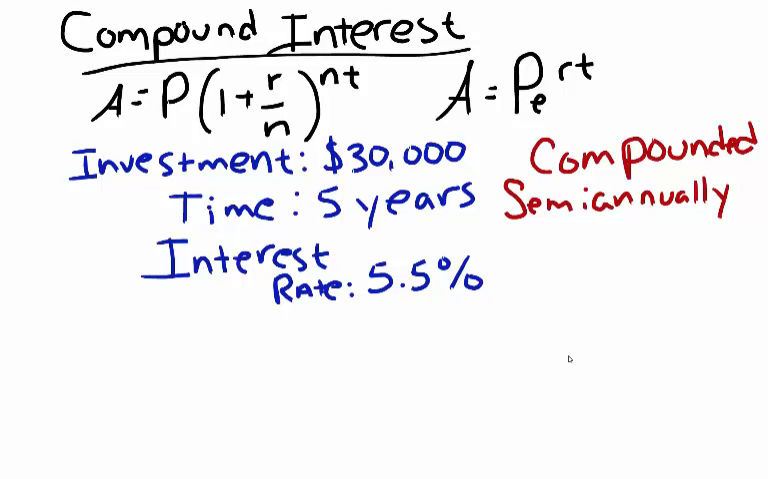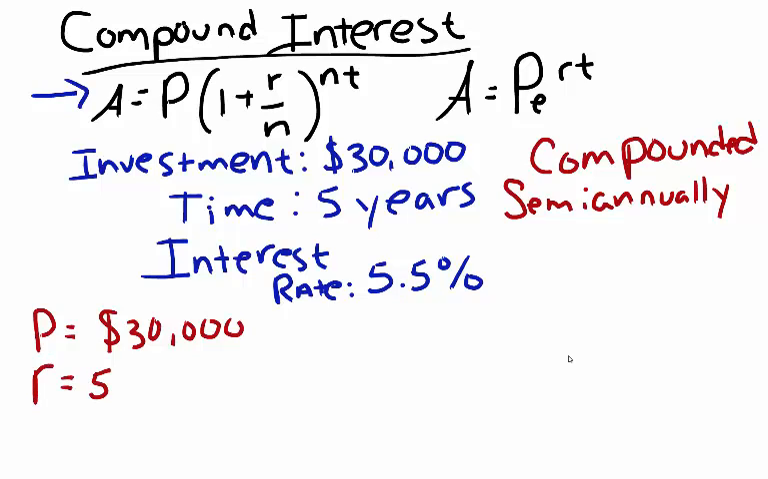To figure out the value of our investment when compounded semi-annually, we'll be using the formula A equals P times (1 plus R divided by N) to the power of N times T, where P represents our initial investment amount, $30,000. R represents our interest rate of 5.5%.